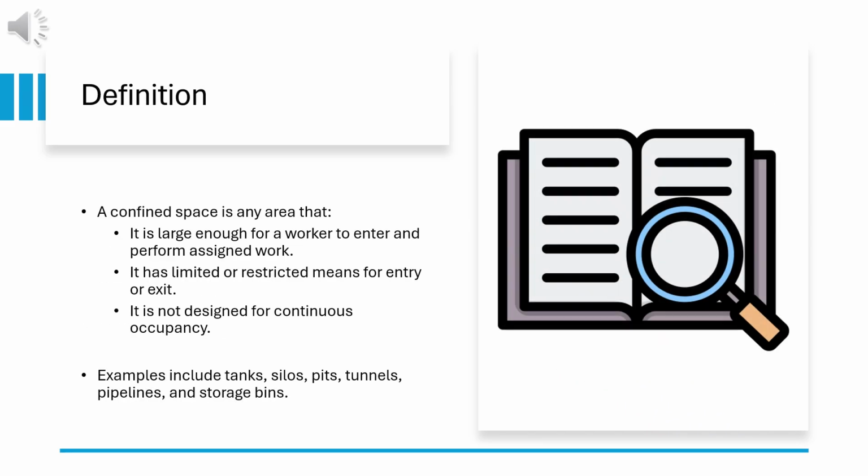Definition: a confined space is any area that meets three key conditions. It is large enough for a worker to enter and perform assigned tasks. It has limited or restricted entry or exit points. And it is not designed for continuous human occupancy. Common examples include tanks, silos, pits, tunnels, pipelines, and storage bins. Understanding this definition is the first step in determining whether special precautions are required before entering a workspace.